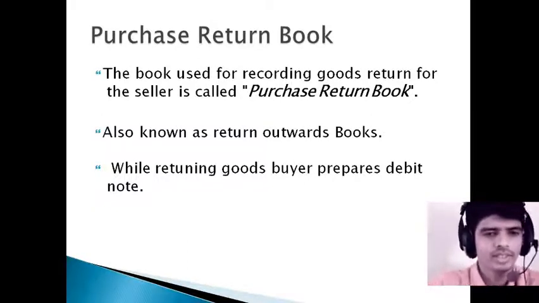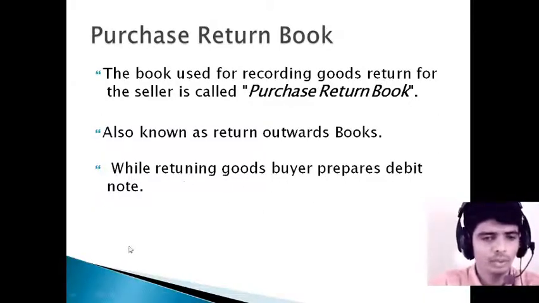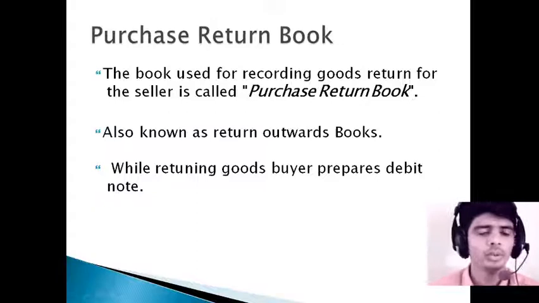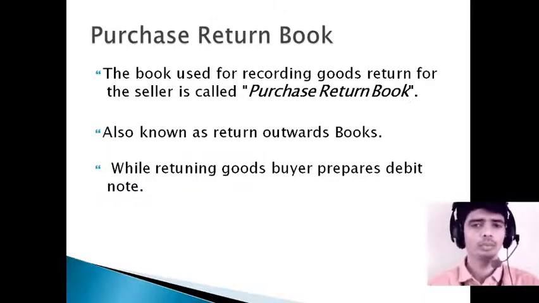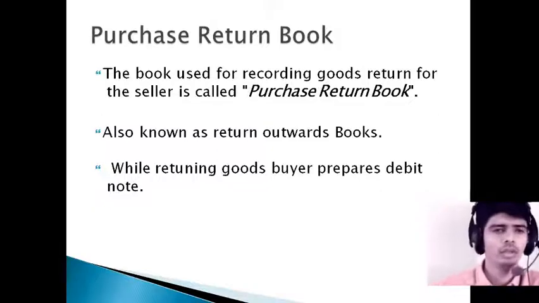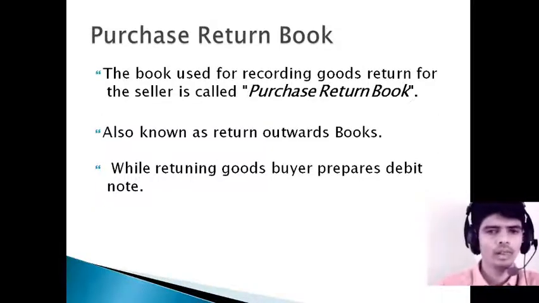Next, while returning the goods, the buyer prepares a debit note. Try to understand here: when you return the goods, at that time the buyer prepares a debit note. The debit note is very important when we prepare the subsidiary books. As I told you, the purchase return book is also a kind of subsidiary book where only the purchase returns are recorded. So one more name for the purchase return book is return outwards. While returning the goods, the buyer prepares a debit note. Keep it in mind: debit note. And one more name for the purchase return book is the return outwards book.